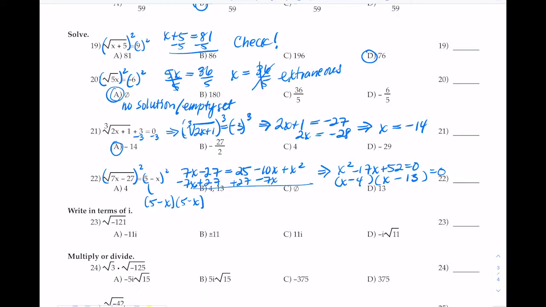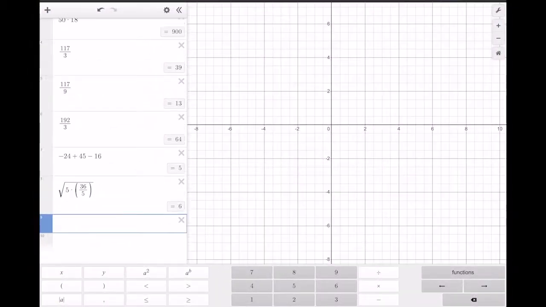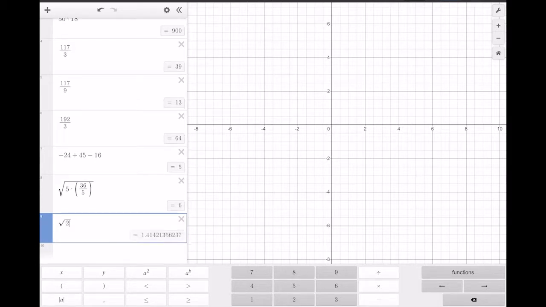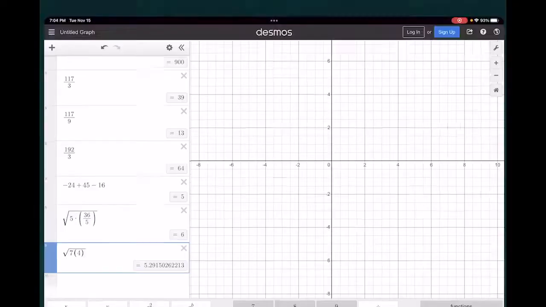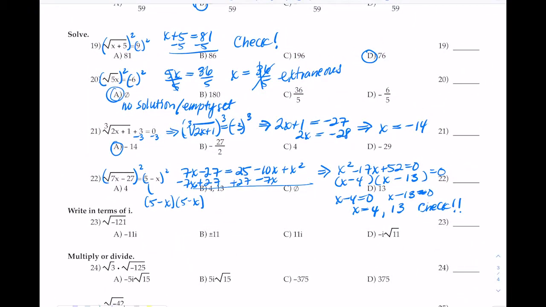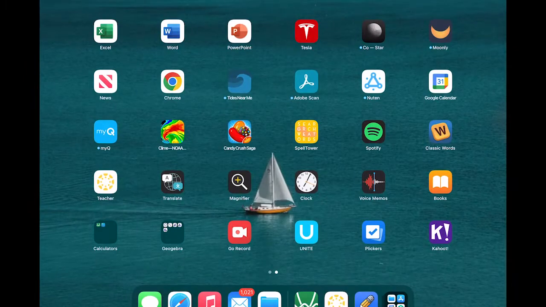So then, remember, we use the zero product property. I'm going to set both of these equal to 0 and solve. If you use some mental math, you would get 4 and 13. But again, you want to check and be sure that they both work. So if I plug in, let's use our calculator. We've got the square root of 7, and then parentheses. One of my answers was a 4. Okay, and then let me go back and see again what the problem was. So I have to do minus 27.